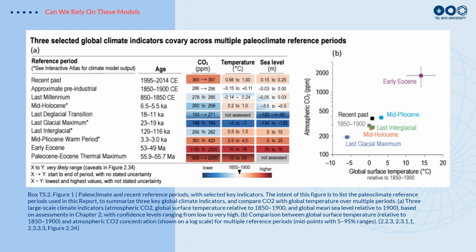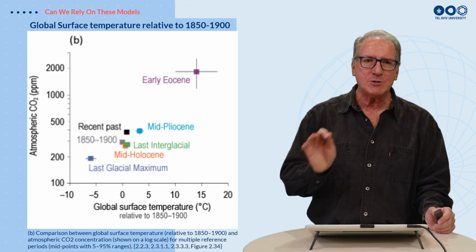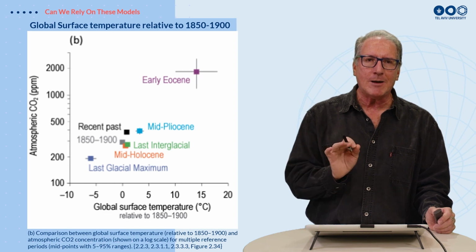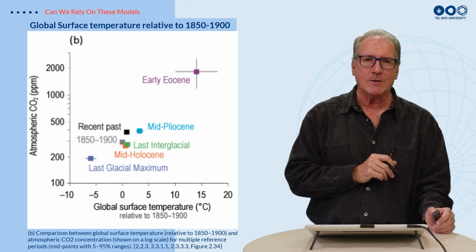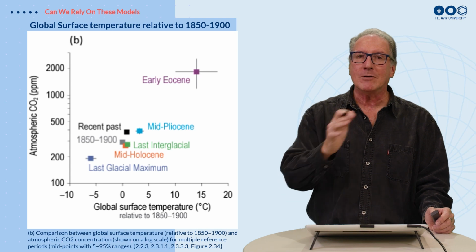Now we can go even further back in time to try to see how good these models are and how reliable they are for trying to predict the future. And here on this plot, each point is a different climate we've experienced on planet Earth. And we're going back even millions of years.